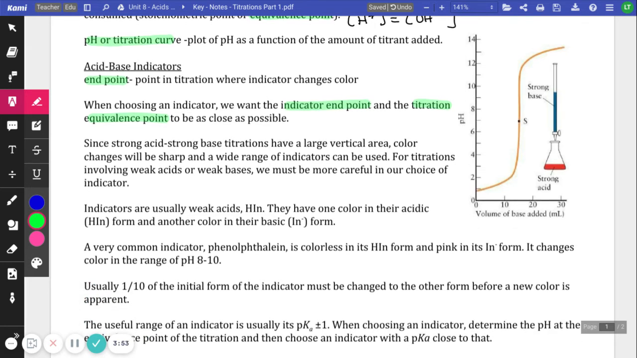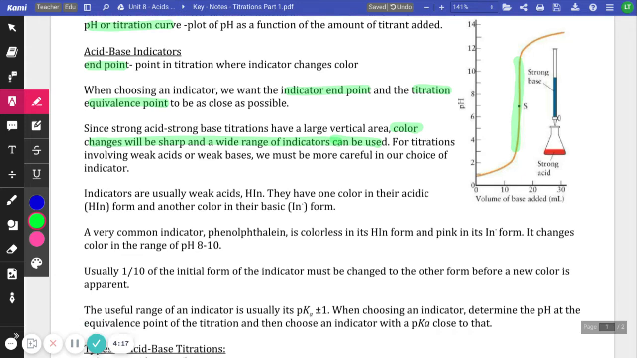Since strong acids and bases have a large vertical area, color changes are going to be sharp, and a lot of indicators can be used, since we have this long area right here where we have that equivalence point where we add the acid and base and we don't have a lot of pH changes.